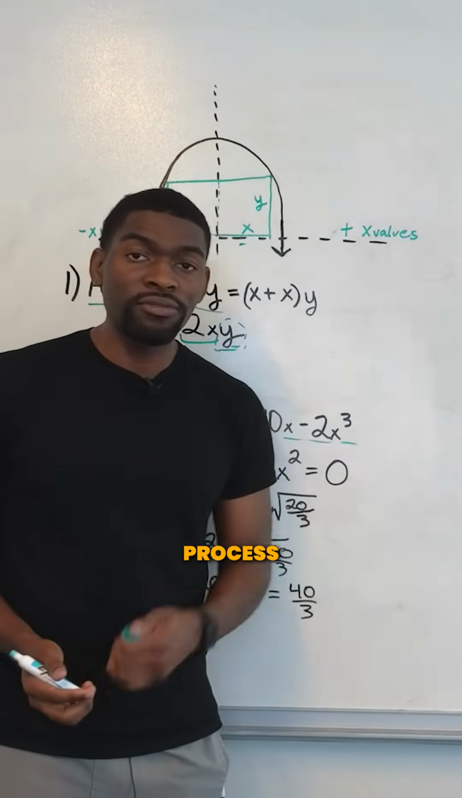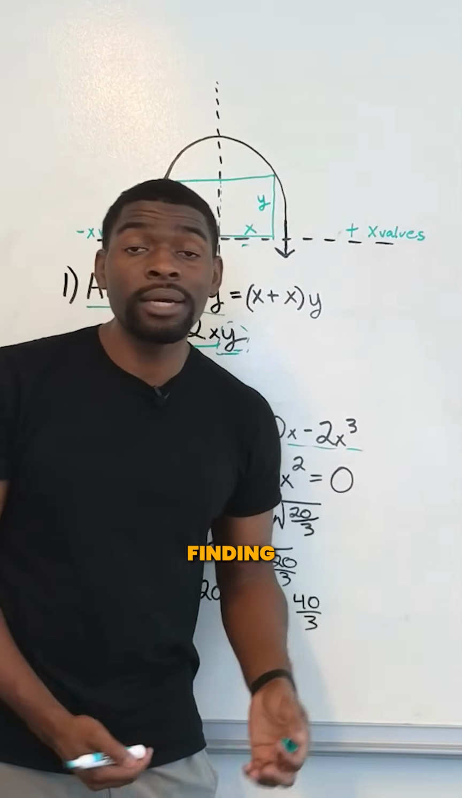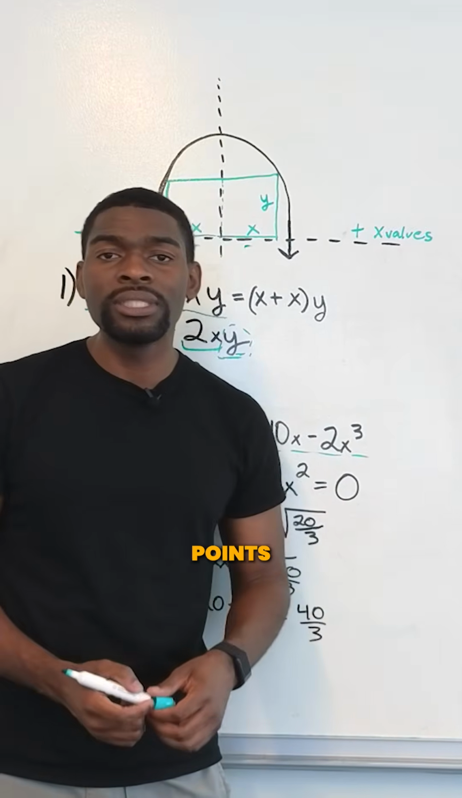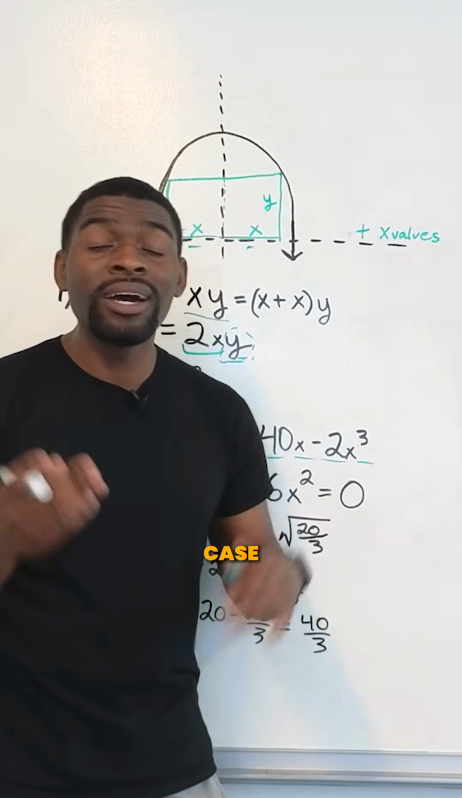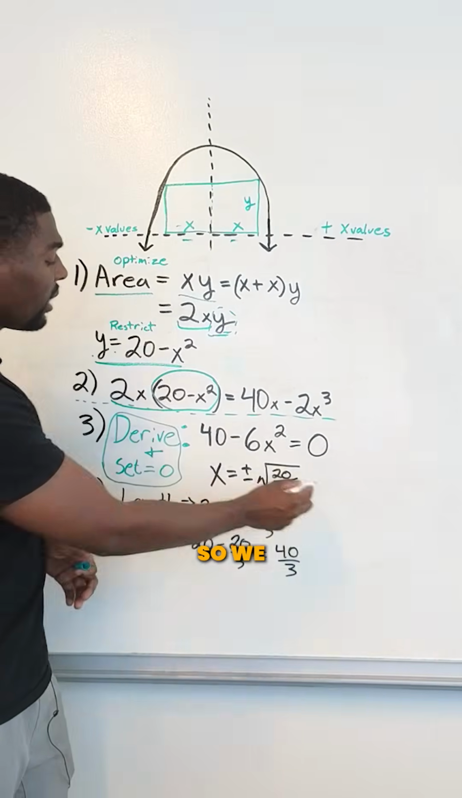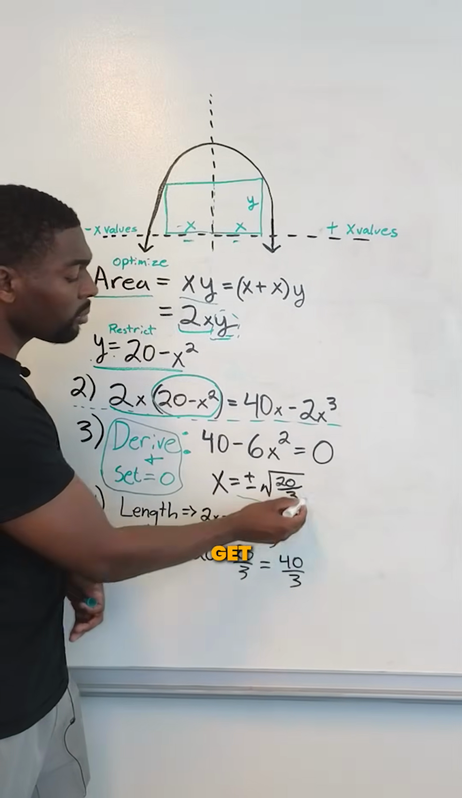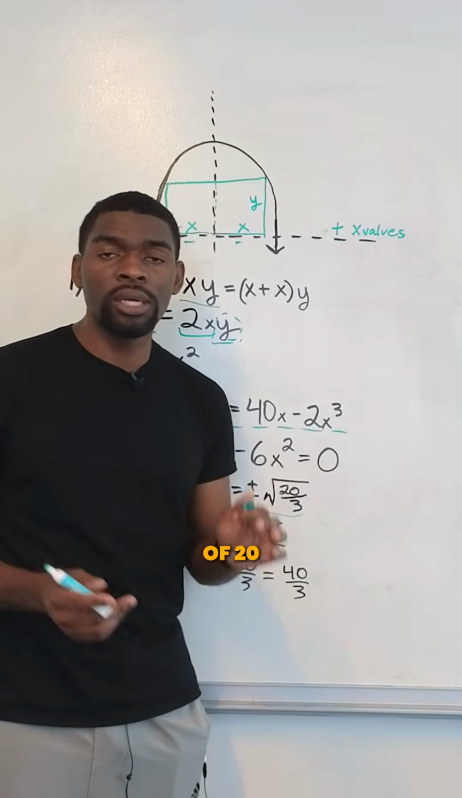This is the same process as using the first derivative test for finding a max or a min. We're going to find the critical points, and then we're going to make sure that we have, in this case, a max at that point. And we do. So we end up setting this equal to 0, and we get plus or minus the square root of 20 over 3.